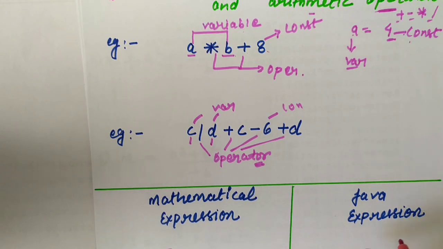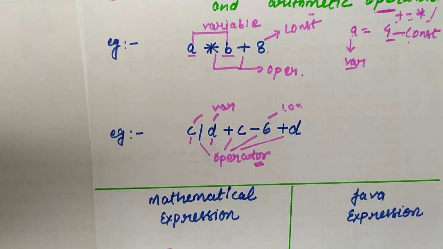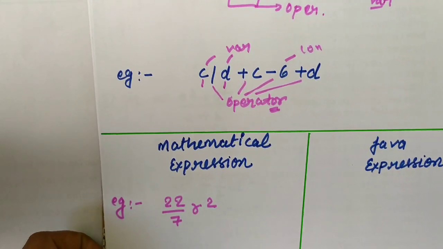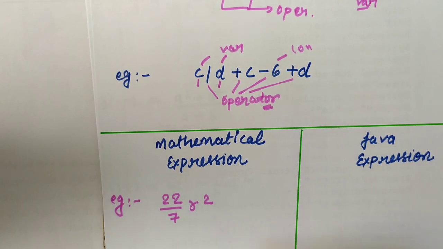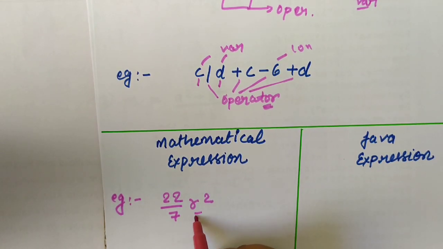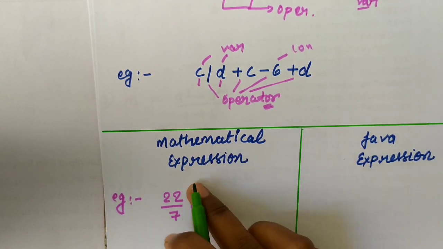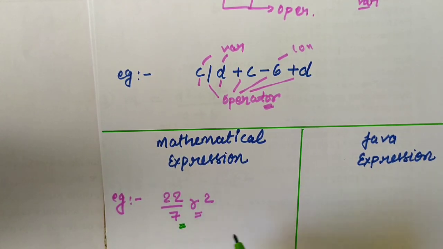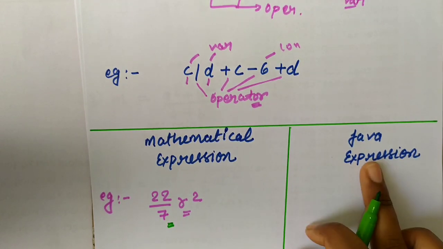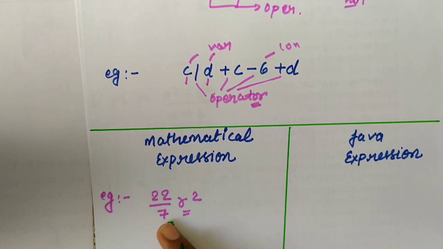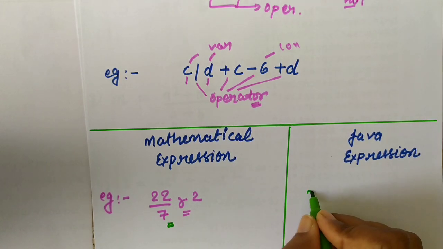Next we discuss the difference between a mathematical expression and a Java expression. In math we use expressions to solve problems, but in Java the expression is different from the math expression. Here is one example, 22 by 7 r square. This is a mathematical expression. In the Java programming language we don't use this type of expression. We have to write it like this.